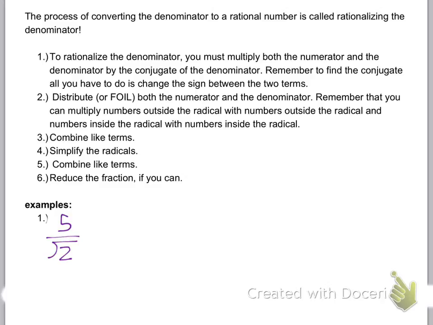Then combine any like terms, simplify any radicals that are left because you multiplied numbers inside, combine like terms again, and then reduce the fraction if you can. Again, the whole idea is that I do not like a square root in the bottom.